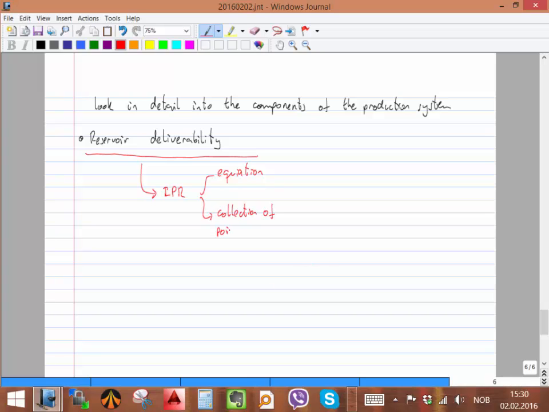IPR stands for Inflow Performance Relationship. No, it's not internal present return or anything. Inflow performance. Some of these values, you were asking that you want to know all the definitions. Maybe there is something called internal present return or something. Okay, so we can have an equation or a collection of points.